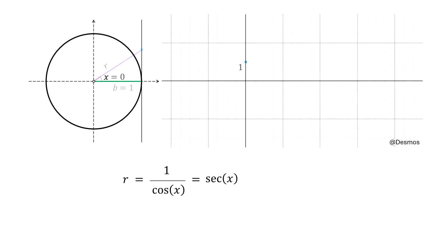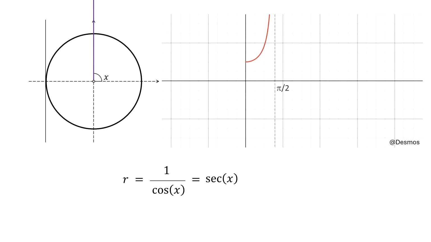At angle 0, secant is 1. As x approaches pi over 2, this stretching grows infinitely large, creating a vertical asymptote. Past pi over 2, the intersection shifts left, making secant negative.